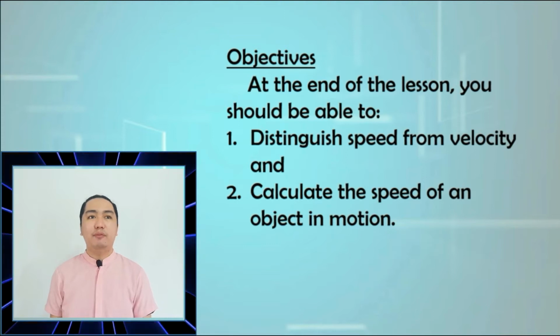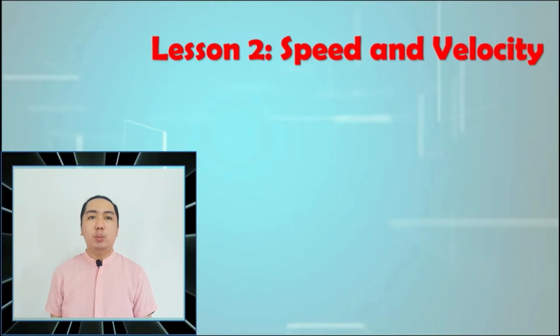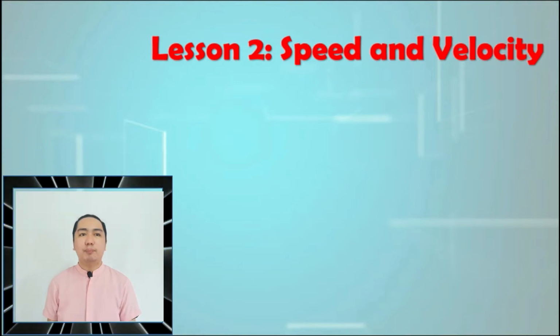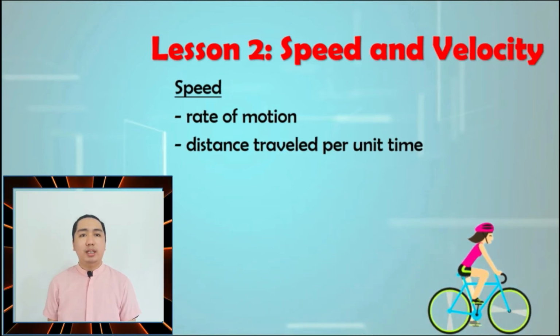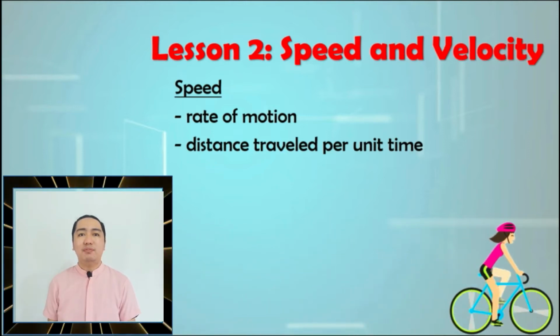Distinguish speed from velocity and calculate the speed of an object in motion. For today's lesson, I will teach you speed and velocity. Speed is the rate of motion. A body in motion not only changes position but also makes use of time in changing position. You may say that a woman on a bicycle is fast if she can reach another position in a short period of time. Distance traveled per unit time.